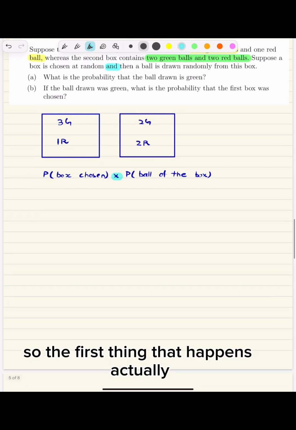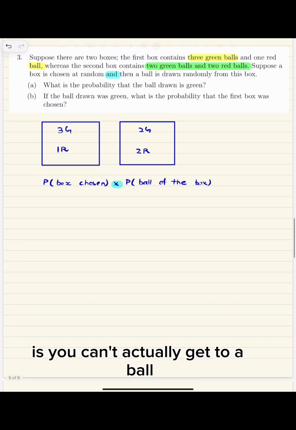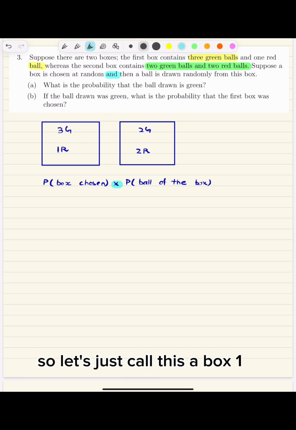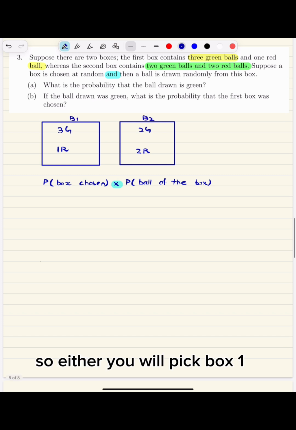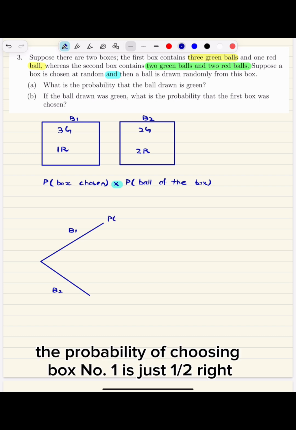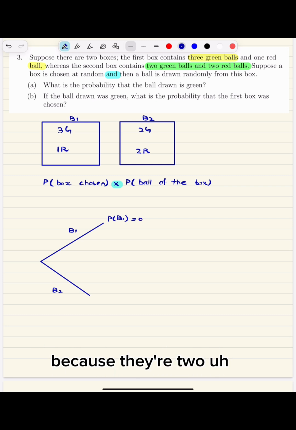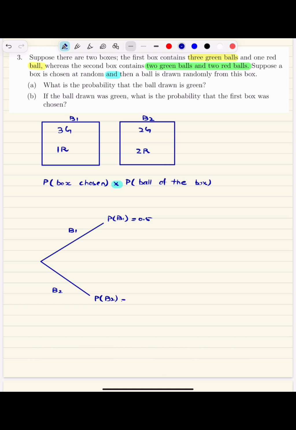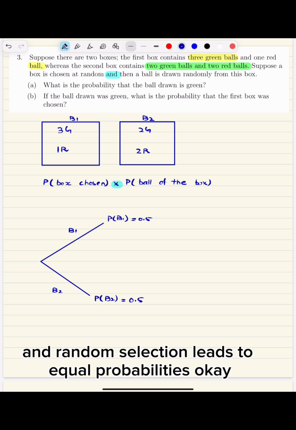Okay, so the first thing that happens is you can't actually get to a ball until you've reached a box, right? So let's just call this box 1 and let's call this box 2. So either you will pick box 1 or you're going to pick box 2. Since there are just 2 boxes, the probability of choosing box number 1 is just a half, because there are 2 events and they have to add up to 1. Random selection leads to equal probabilities.